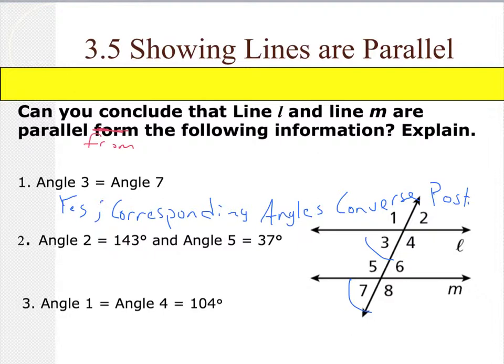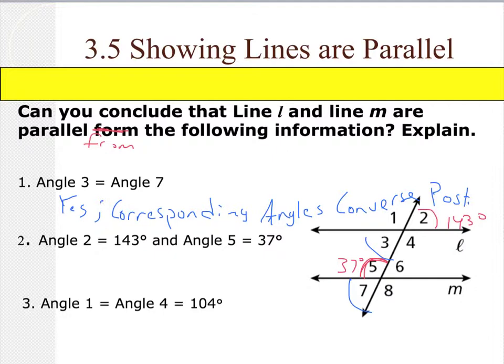Okay, so we know that those are corresponding angles, and because they are congruent, it is the converse postulate that we use. Make sure you know when to use each postulate. Second one, angle 2 is going to be congruent to angle 5. I apologize, not congruent. Angle 2 is 143 degrees, and angle 5 is 37 degrees. So how could we prove that these two lines are parallel? Can we prove it?